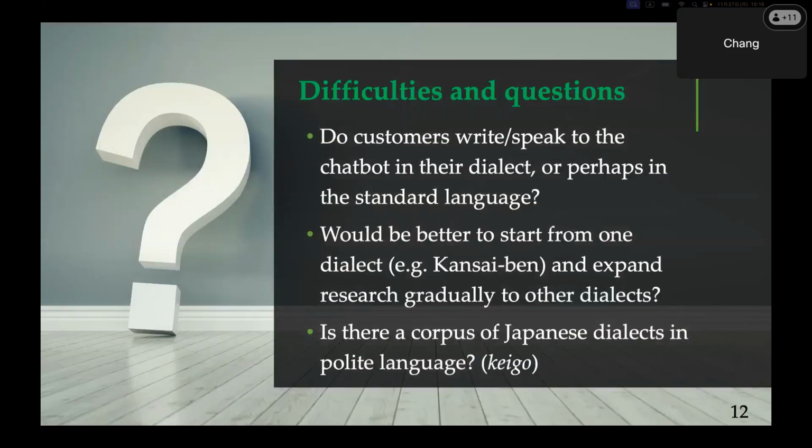My doubts revolve around considerations whether customers want to receive replies to their messages in dialects, whether it is a good idea to start the research from only one dialect and expand it to the others eventually, or whether there is a corpus of Japanese dialect in polite language, which we know as Keigo. I will try to find the answers to this and many other questions soon.